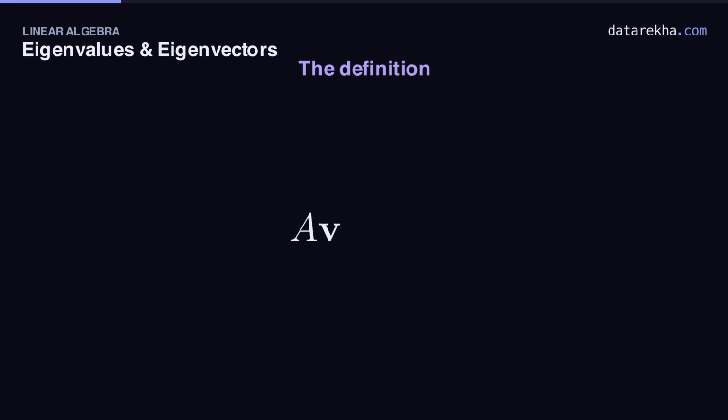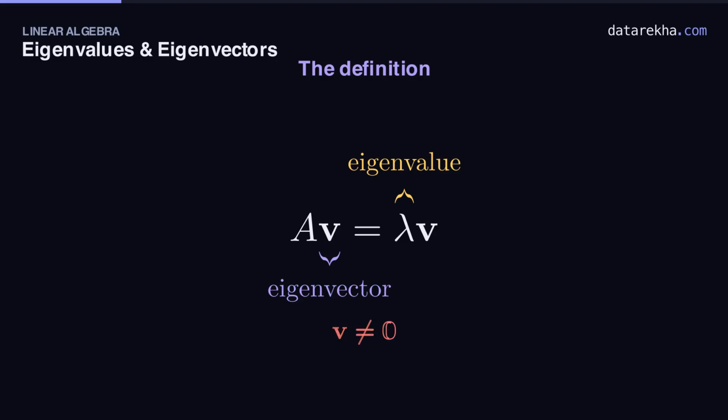Here is the idea in one line. If a matrix A times some non-zero vector v gives you back just a number lambda times that very same v, then we give them names. The vector v is an eigenvector of A, and lambda, the amount it gets stretched by, is the eigenvalue. The word eigen is German for "its own." An eigenvector keeps its own direction. One rule we never break: v cannot be the zero vector, because the origin obeys the equation for every lambda and tells us nothing.